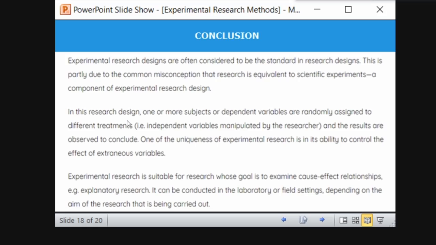If I keep the plant in sunlight, what will be the effect? If I keep the plant inside the home, what will be the effect? So this is a cause-effect relationship. It can be conducted in laboratory or field settings depending upon the aim of the research being carried out, right? So this is the summary of the experimental research method in a nutshell.